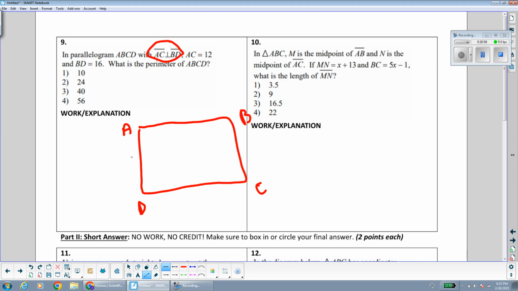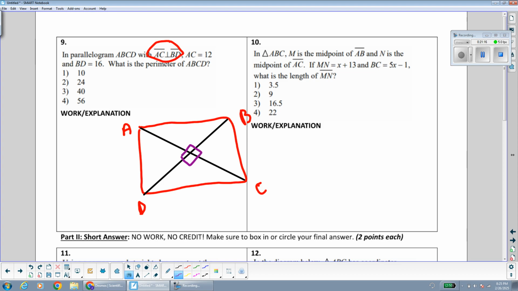Okay, so here's my parallelogram, and it says with AC perpendicular to BD. So AC and BD are diagonals. I was sleeping before, and they're diagonals. And they're perpendicular, so let me draw that in.